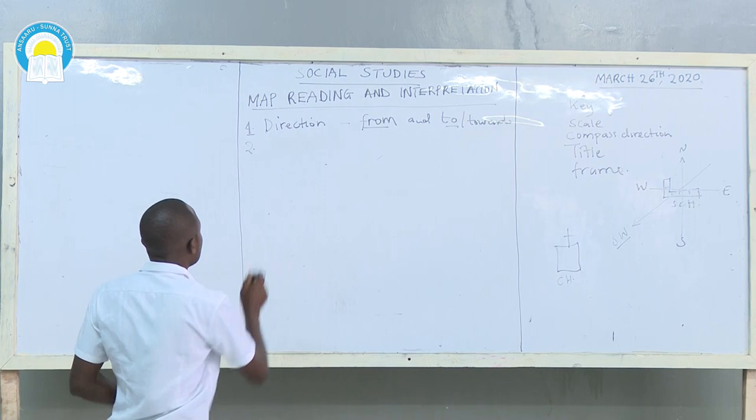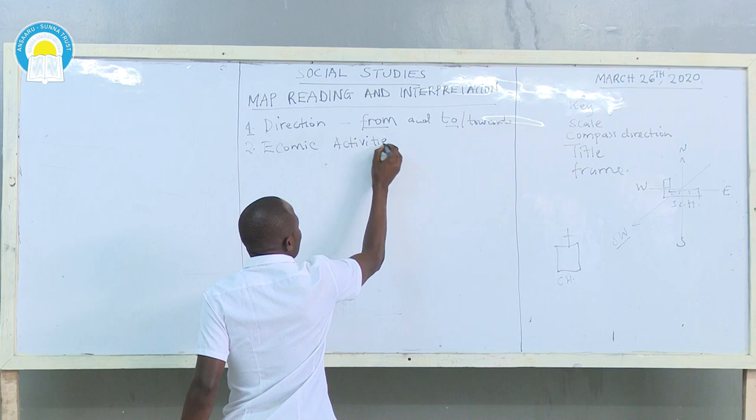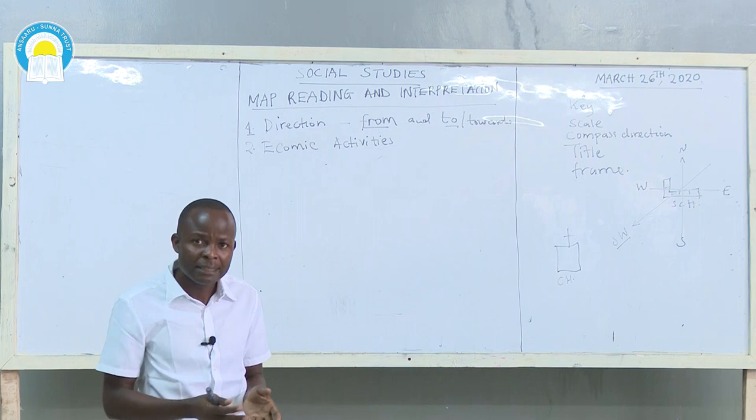Economic activities: things that people do to earn a living or to create wealth. What are some of the economic activities that people do? We have farming, mining, trading, transportation, and the rest.